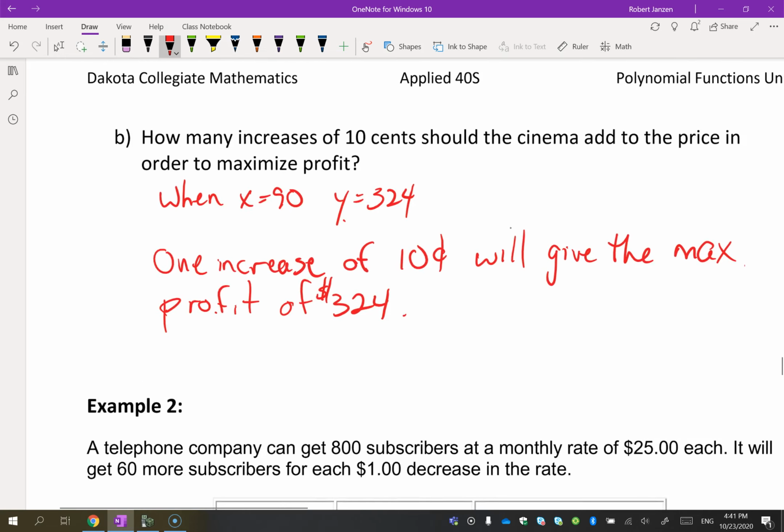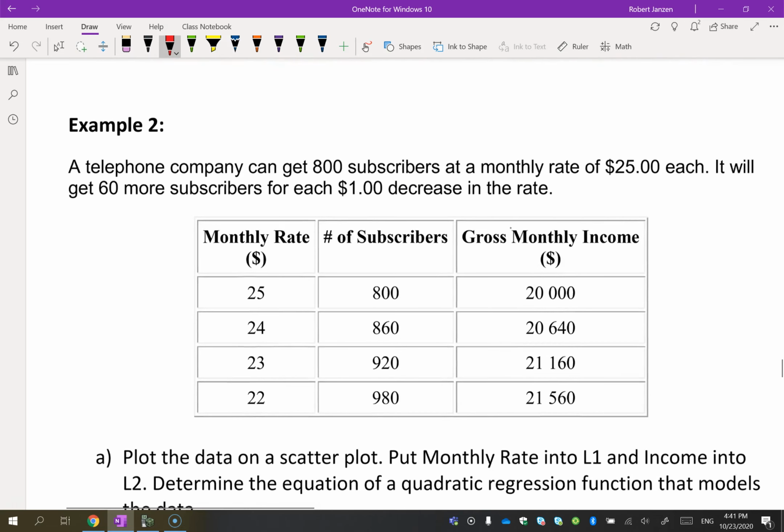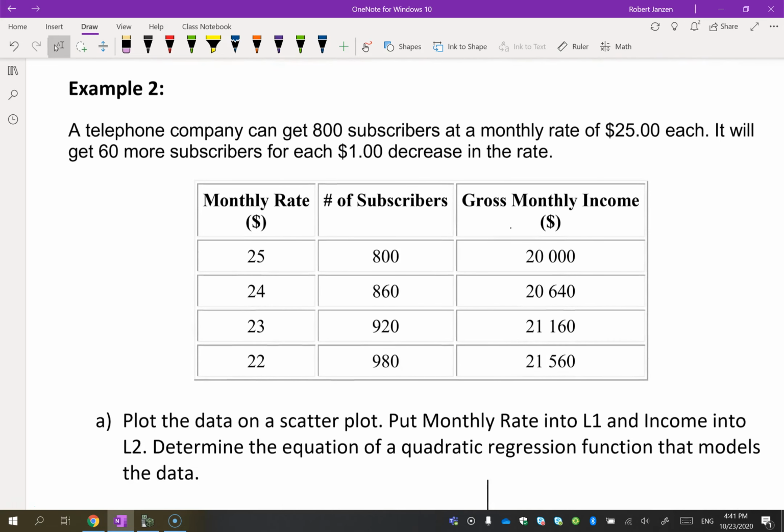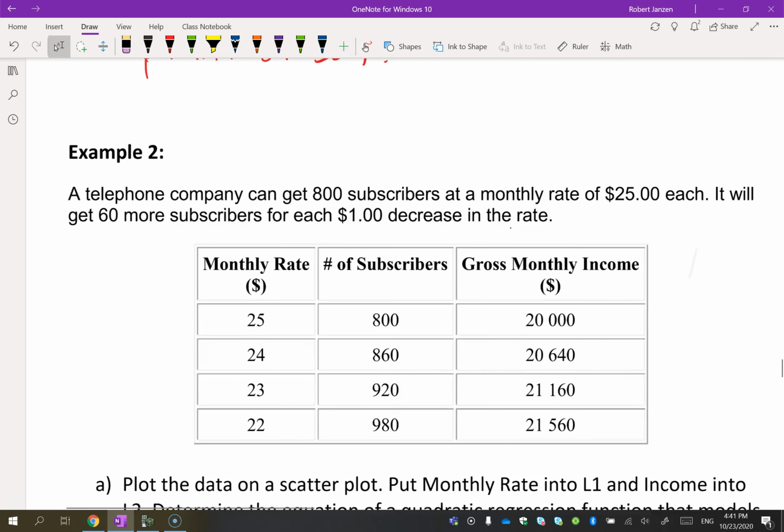Okay, so let's try another example like that. This time it does tell us what to put for L1 and L2, but let's see if we can figure it out. Don't look at part A there.